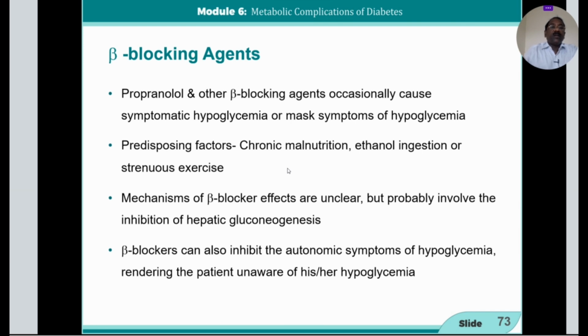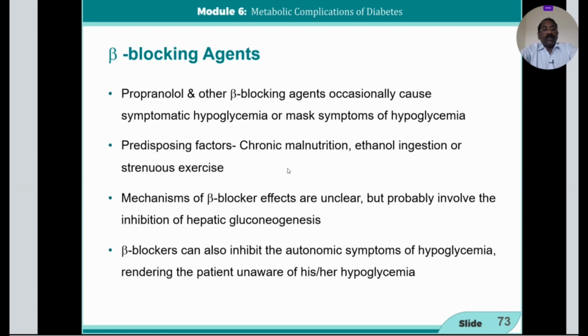So these are the beta blocking agents. Propranolol and other beta blocking agents usually cause symptomatic hypoglycemia or mask symptoms of the hypoglycemia. Predisposing factors: chronic malnutrition, ethanol, and exercise. The mechanism of the beta blocker effects is unclear, but probably involves inhibition of hepatic gluconeogenesis, same as your alcohol.